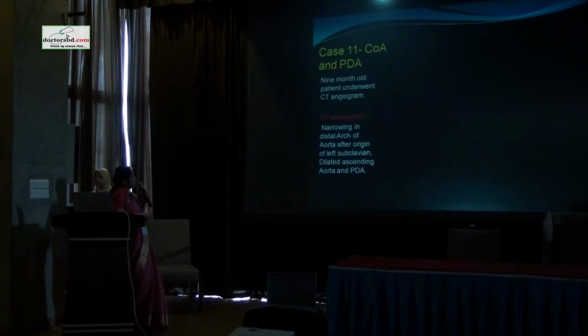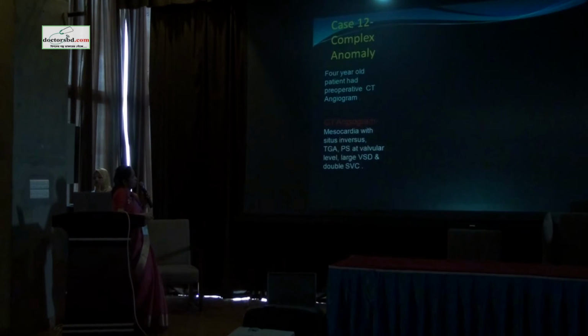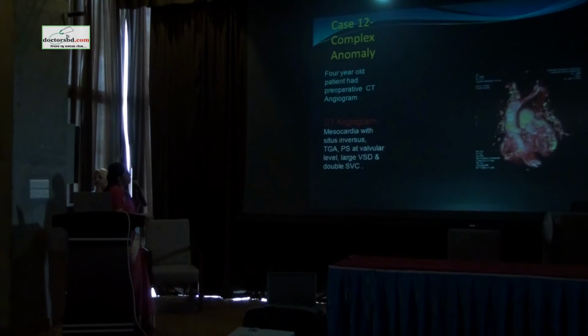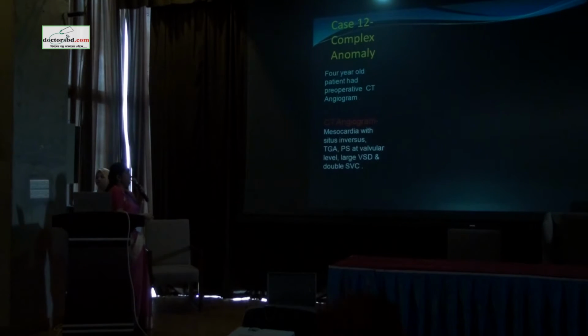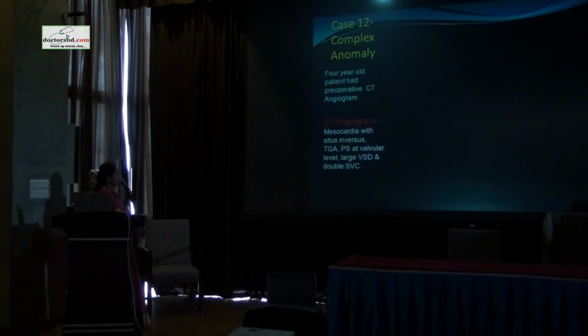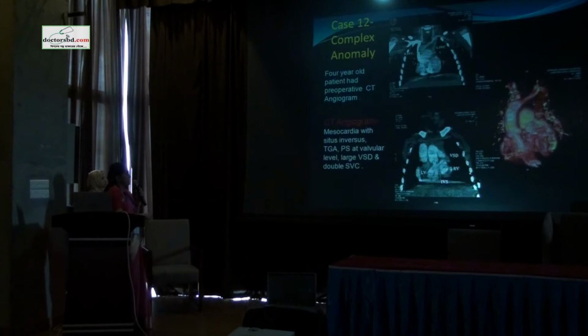This is a case of complex anomaly. This 4-year-old patient had a preoperative CT angiogram and multiple anomalies were found in the same heart. This is mesocardia, situs inversus, TGA, PS, large VSD, double superior vena cava, etc.